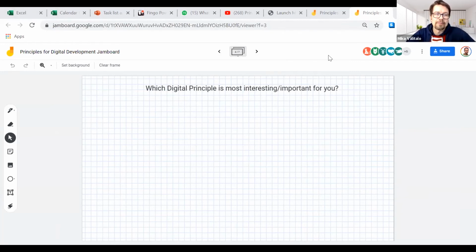on this presentation, just choose one. Which digital principle is most interesting or important for you? What is more inspiring at the moment from your point of view? Just create a sticky note from the left toolbar and write it there.